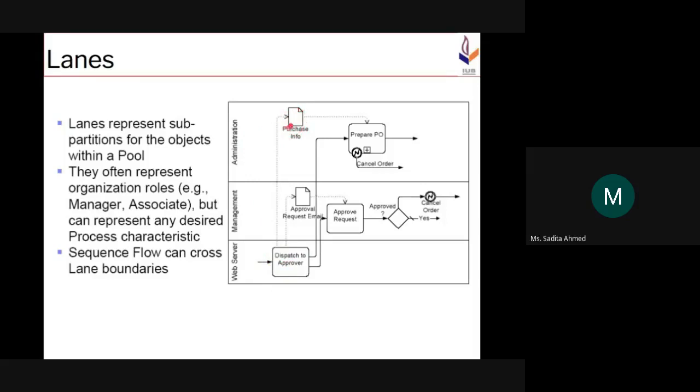And then this data object is being used in which stage? In the prepare PO sub process. We know that because the dotted line starts from the data object and then the open arrowhead points towards this sub process. Okay.